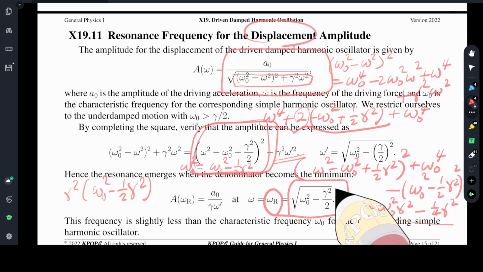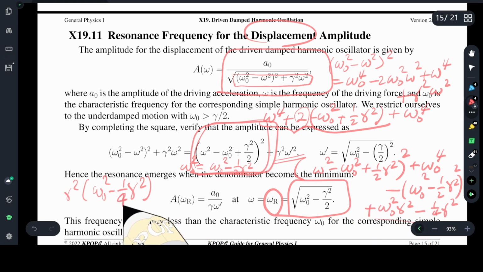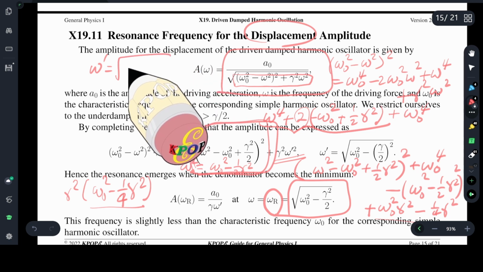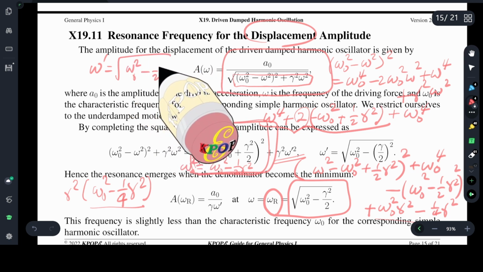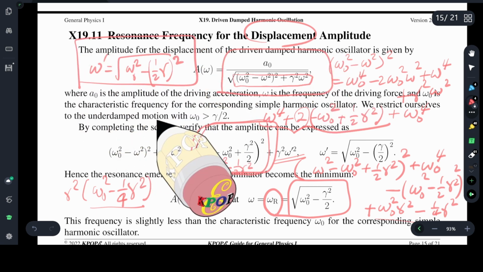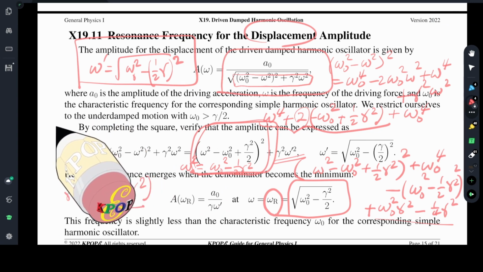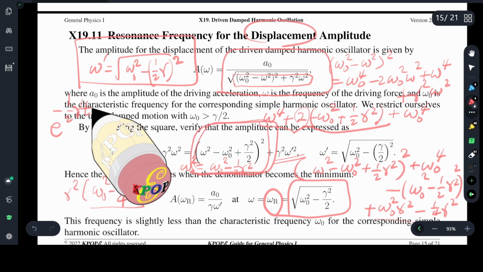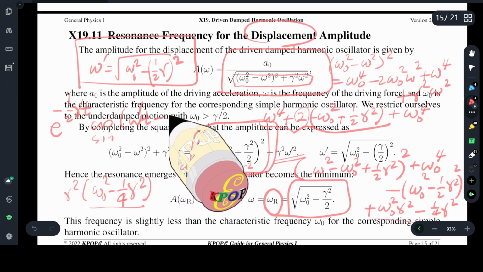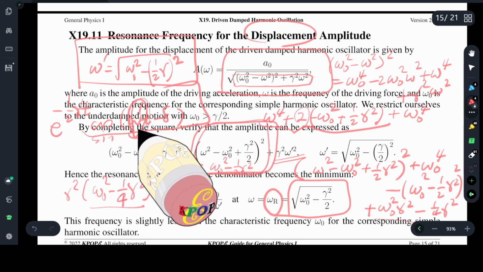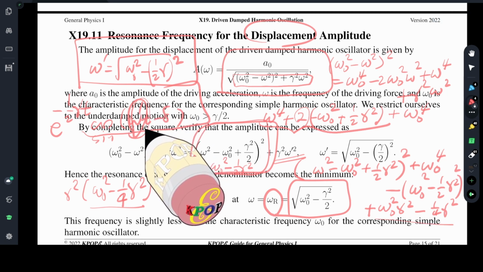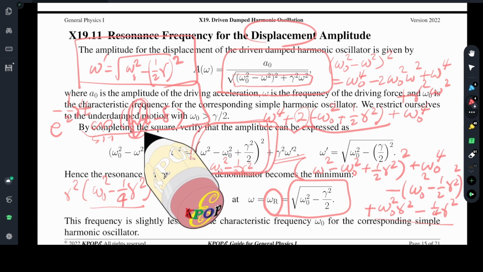Right? And we have 1/4 here. And this one, what is that? This is omega prime. Omega prime is the square root of omega 0 squared minus 1/4 gamma squared. We remember in the underdamped case, we have the solution with e to the minus 1/2 gamma t and cosine of omega prime t minus delta. So this omega prime is the characteristic frequency for the underdamped motion of the damped harmonic oscillator.